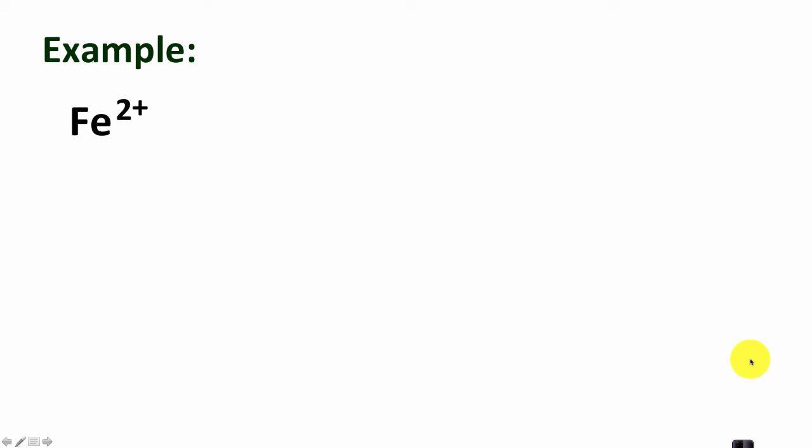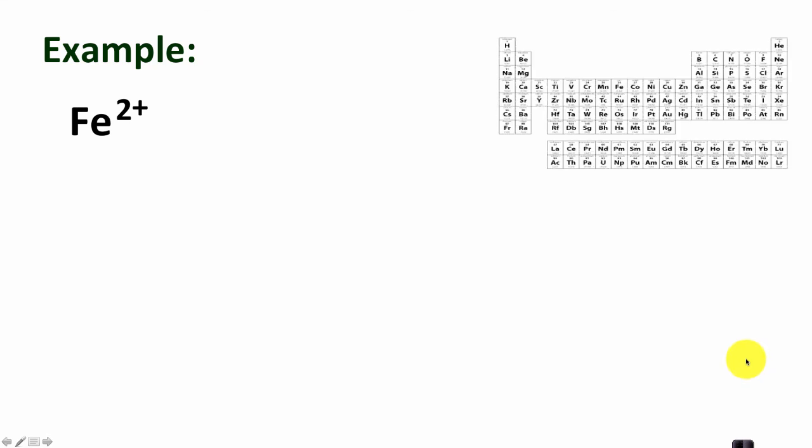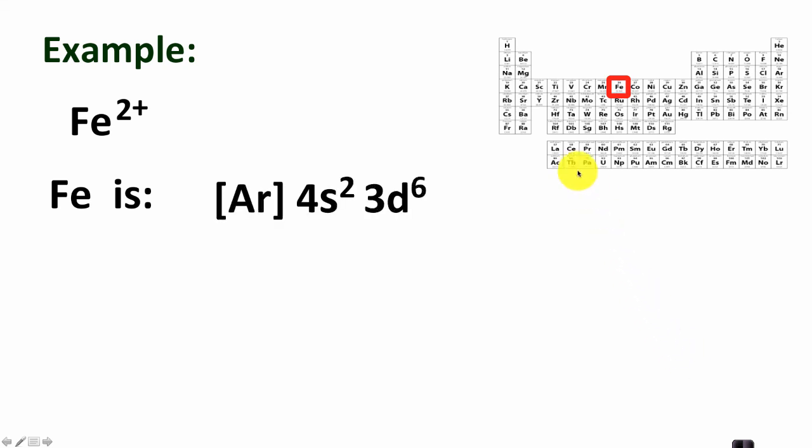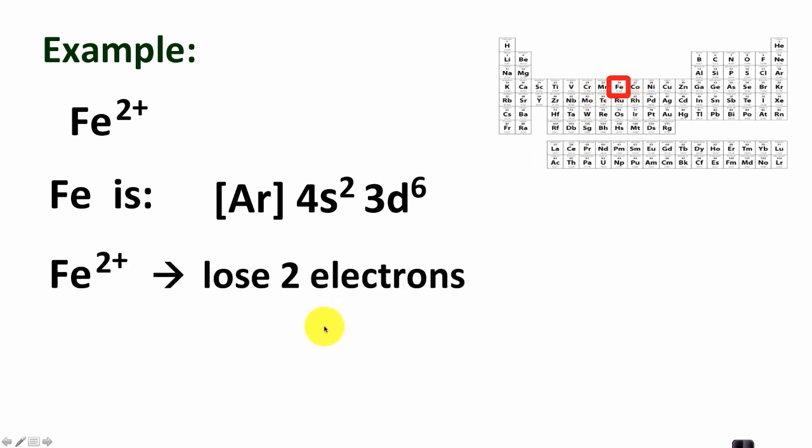Now what about iron, Fe2+? Well, same kind of idea. There's Fe, and if we predict the electron arrangement for just Fe, we'd have the argon noble gas core, and then 4s2, 3d6. And to make the Fe2+ ion, be kind of careful.